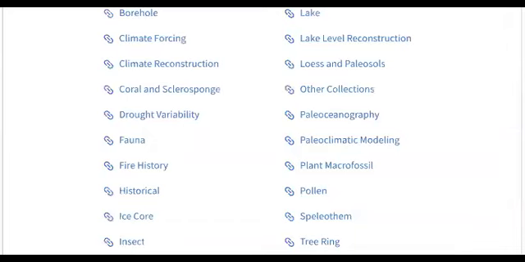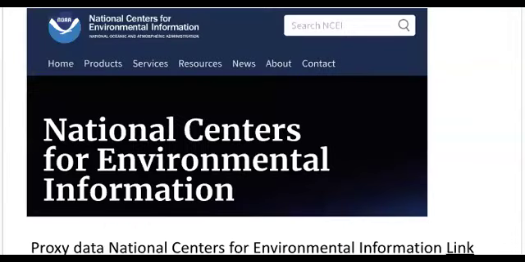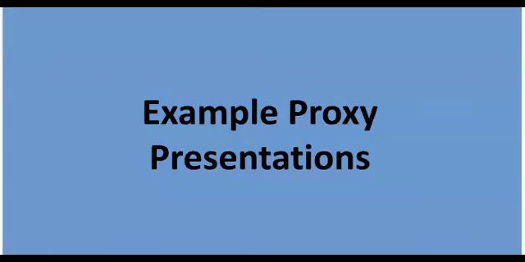Here are even more examples of proxy data. And I'm looking at this website, the National Centers for Environmental Information, and it has proxy data in it. So if you want to check it out, this is a great website. Hopefully it is still full of information and up and running.